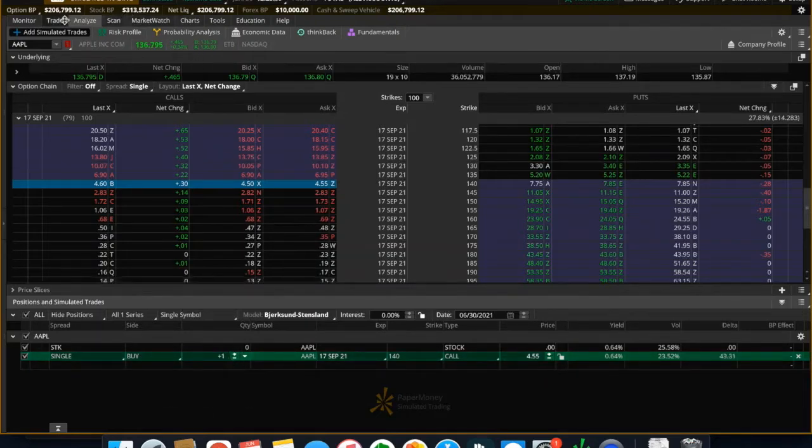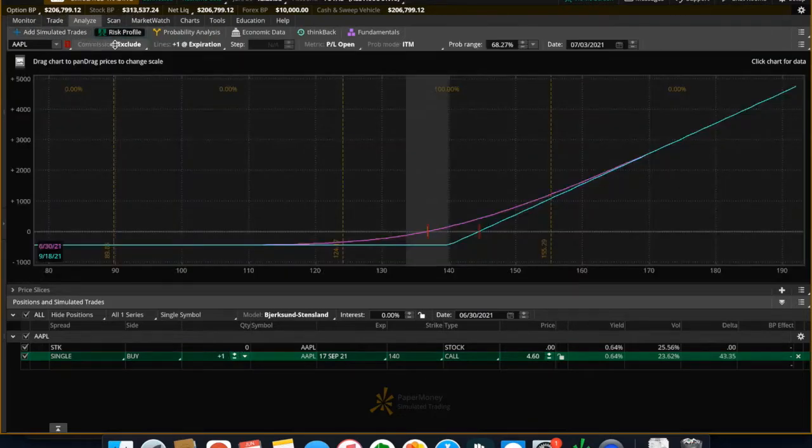Okay. Now, let's look at this in a graph format. So you can see the cost of this right here, by the way, is 460, and remember, in options, a single contract controls 100 shares most of the time. So you'll see that this represents a $460 loss. And so here on the left is my P&L. This is how much money I'm going to make. And on the horizontal axis is the price of the stock.